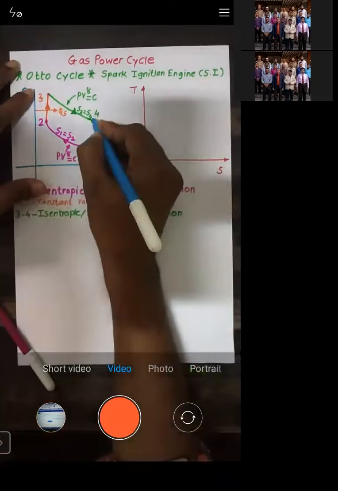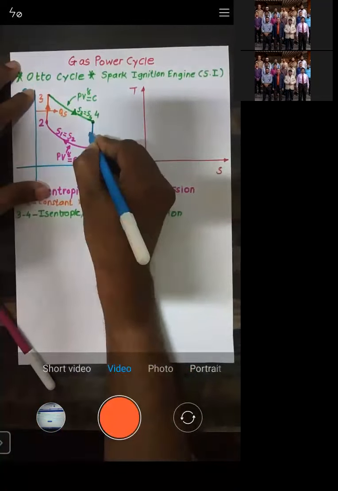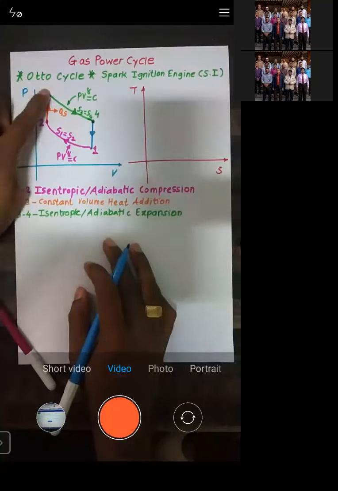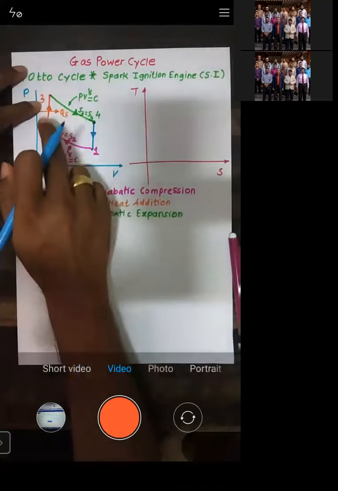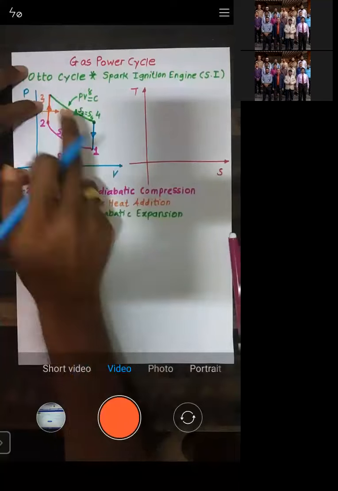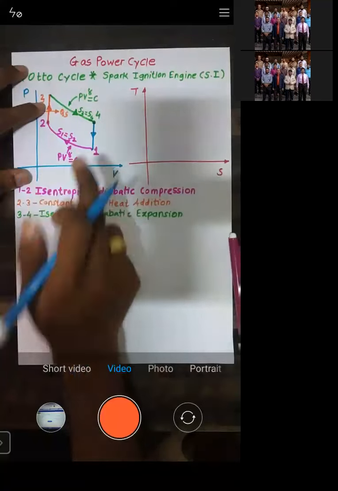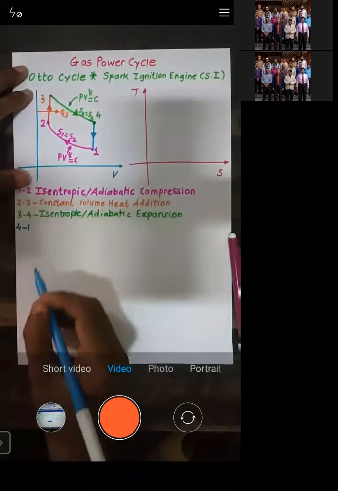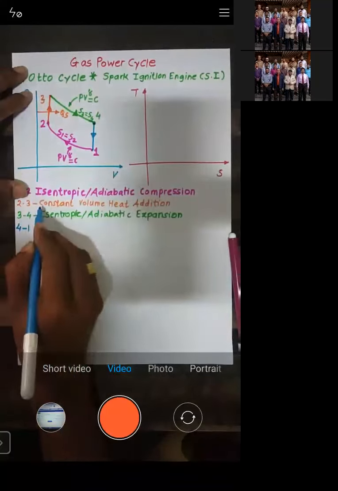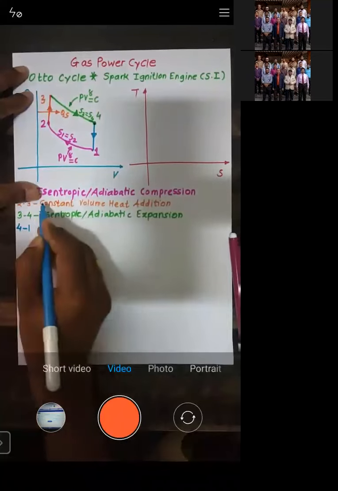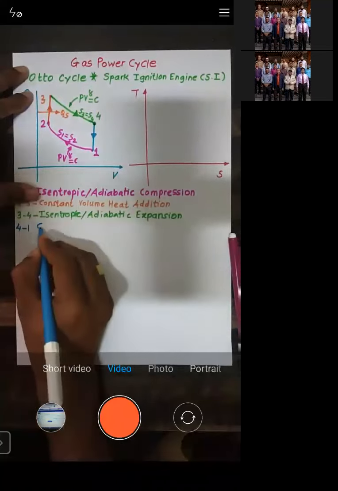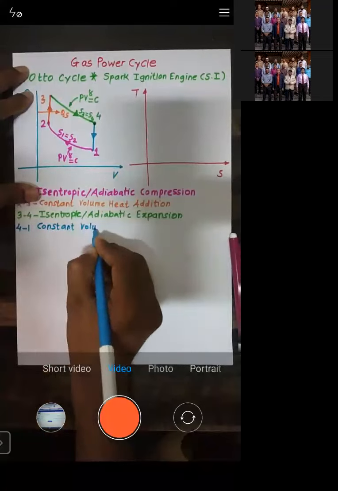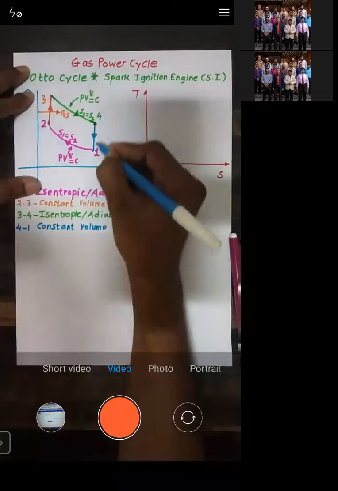Now when I move from 4 to 1, let us connect this 4 to 1. So 4 to 1 is again the reverse of 2 to 3. When you see 2 to 3, the arrow is going upward. When you see 4 to 1, the arrow is going downward. So 4 to 1 is the reverse of 2 to 3. I'll write down that it's a constant volume. So during 4 to 1, volume is constant.